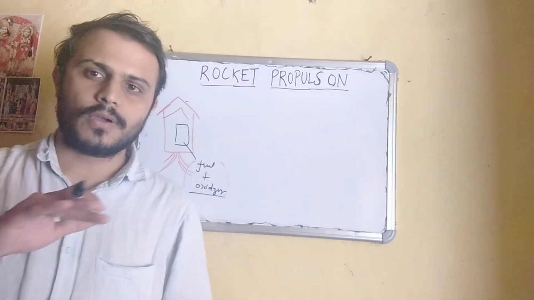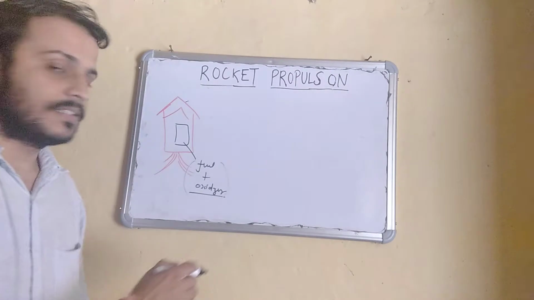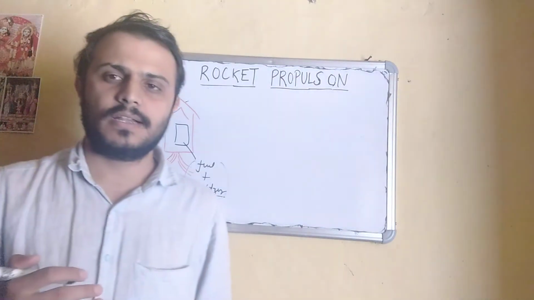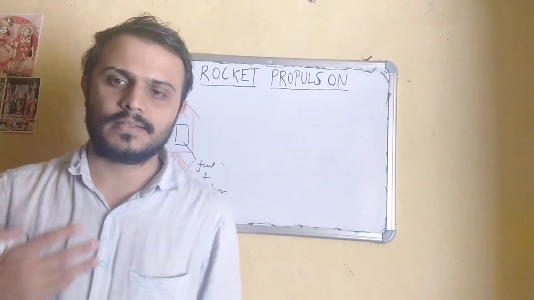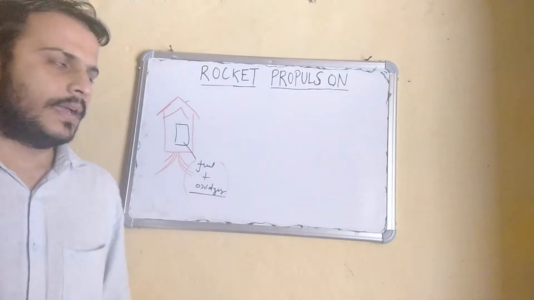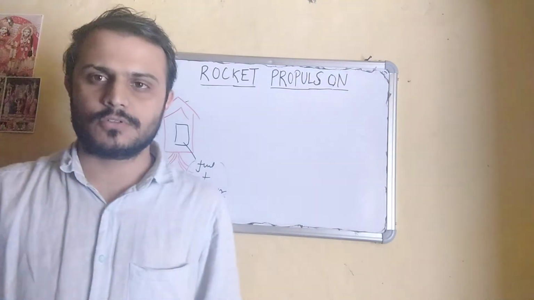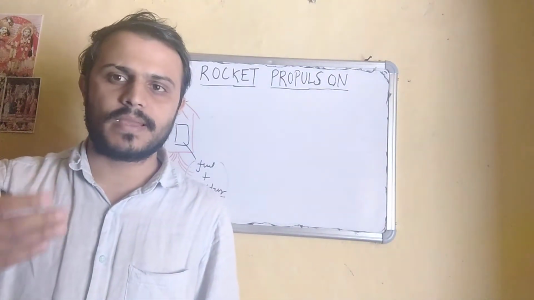Inside a rocket there is a combustion chamber where we have the fuel and oxidizer. So all the chemical reaction takes place inside the combustion chamber. There are no external forces involved as I am taking this rocket as a system. So there are no external forces on the system, so its momentum remains conserved.